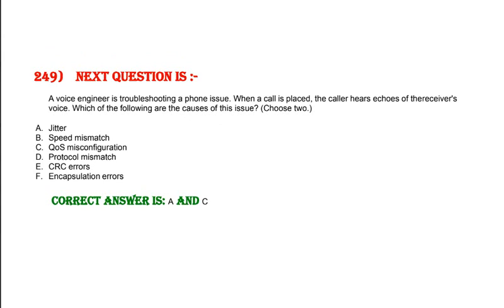Question is, a voice engineer is troubleshooting a phone issue. When a call is placed, the caller hears echoes of the receiver's voice. Which of the following are the causes of this issue? Choose two options. Option A. Jitter. Option B. Speed mismatch. Option C. QoS misconfiguration. Option D. Protocol mismatch. Option E. CRC errors. Option F. Encapsulation errors. Correct answer is option A and option C.